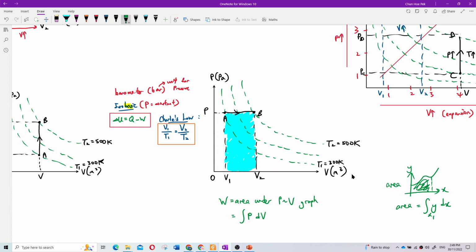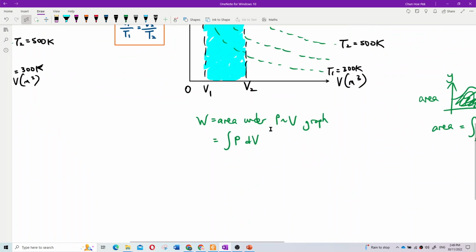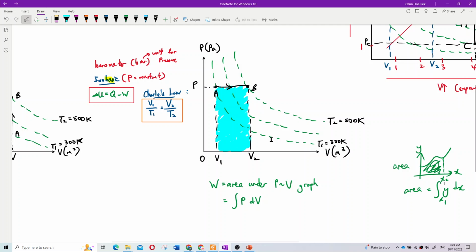And then from x1 to x2, isn't it? You learn about integration already? Integration? Yes, sir. This is maths in SPM. Hope you still remember. Okay, so it is the same, integrate, but of course the syllabus is not so difficult, so we have simplified everything.